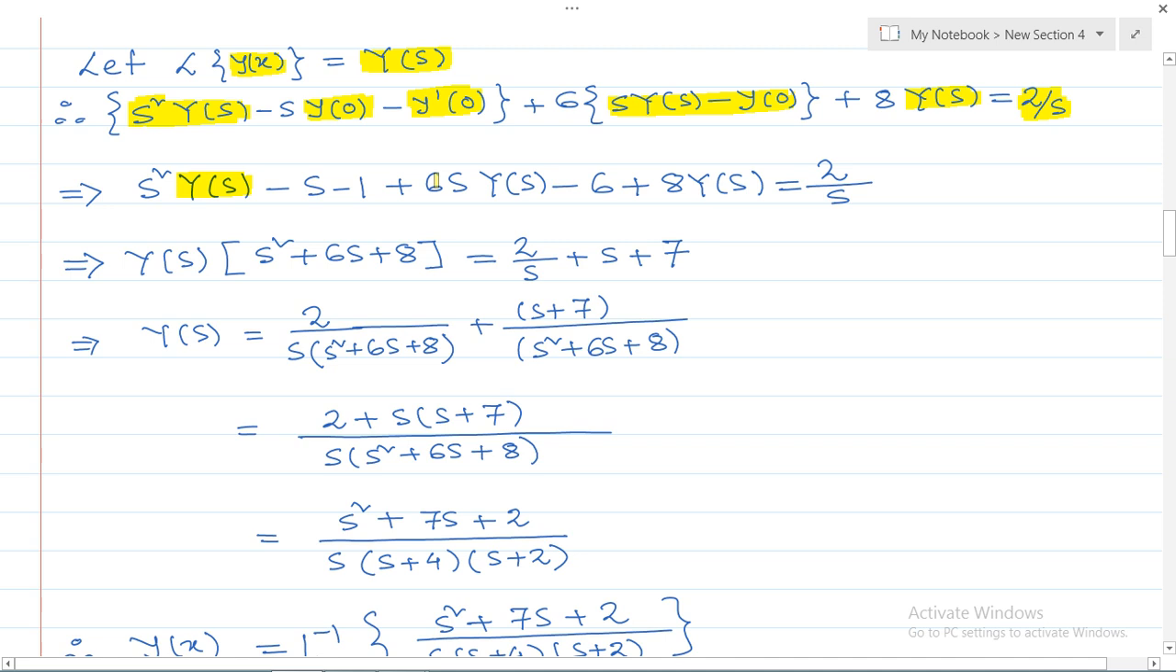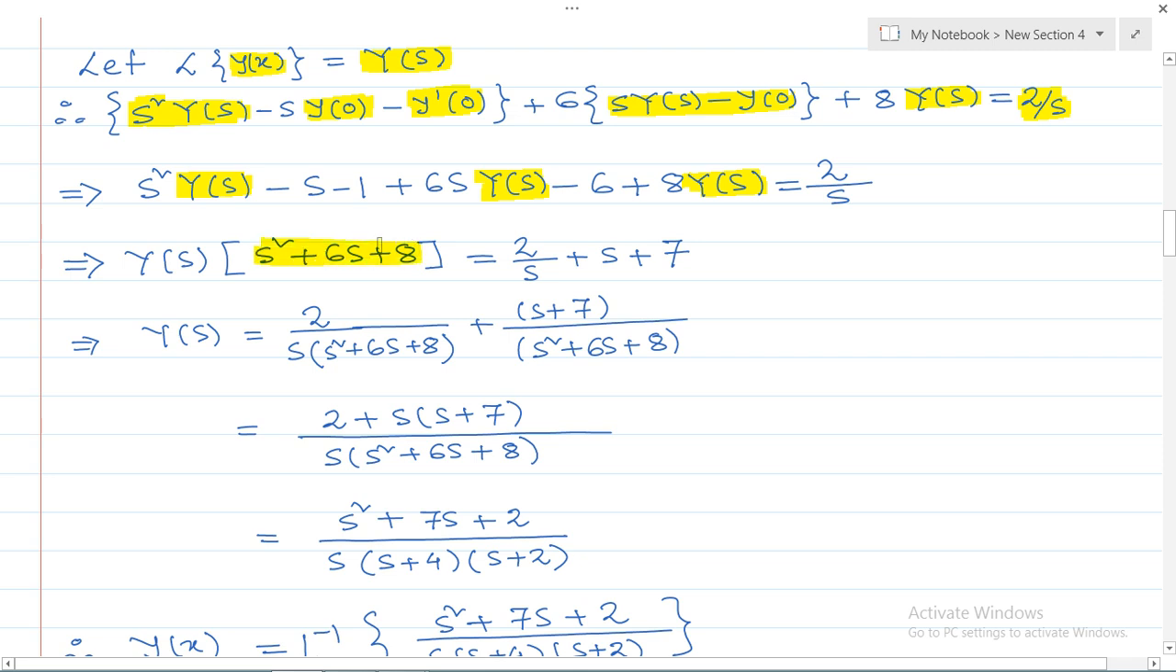So wherever we see Ys, these terms you have to take common and write down the rest of the terms within a bracket. So if I take this Ys term common, what I am getting is s square plus 6s plus 8. So I have written this coefficient of the Ys term.